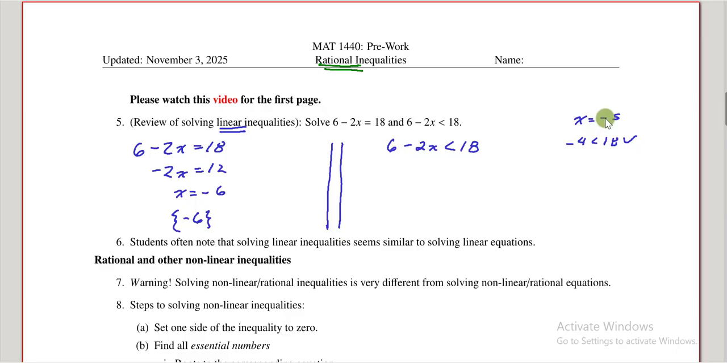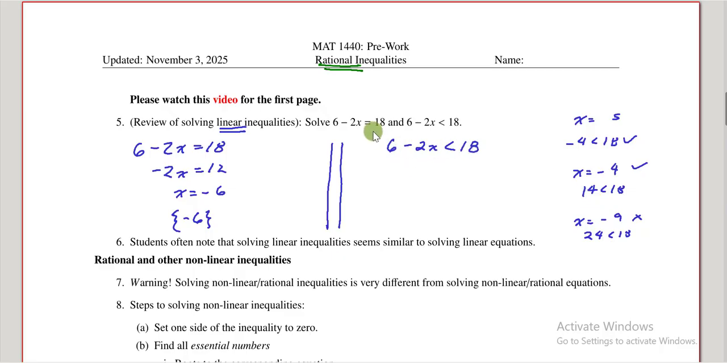Or if you were to plug in, let's say, x is equal to negative 4 into this inequality, you would end up with 6 minus a minus 8, and you'd end up with 14 is less than 18. But if you were to check, say, x equals minus 9, you'd end up with 6 minus a minus 18, which is 24. 24 is less than 18? So you can see that sometimes we got true statements, sometimes we got false statements for different values of x.